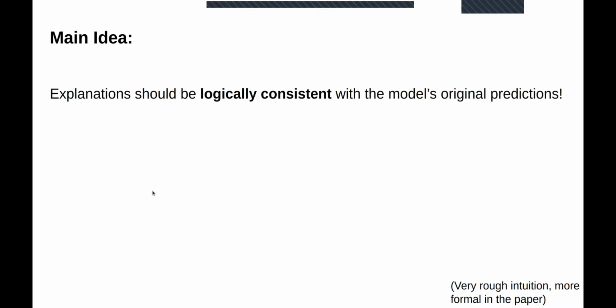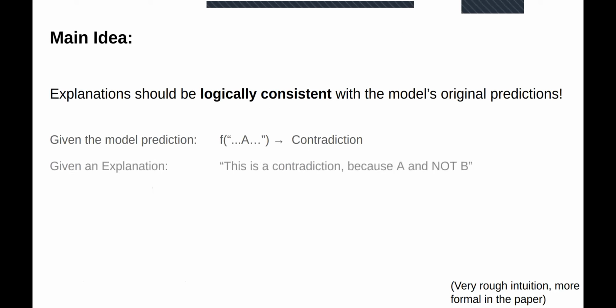Okay, so moving on to the main idea or intuition of the approach: explanations should be logically consistent with the model's original predictions. Given the model prediction, say a model F is applied to a hypothesis containing A, which results in a contradiction. The explanation given for this is that this is a contradiction because A is not B, or A and not B. Then we consider that this explanation is satisfiable if the model F applied to the hypothesis which contains B instead of A now results in an entailment.